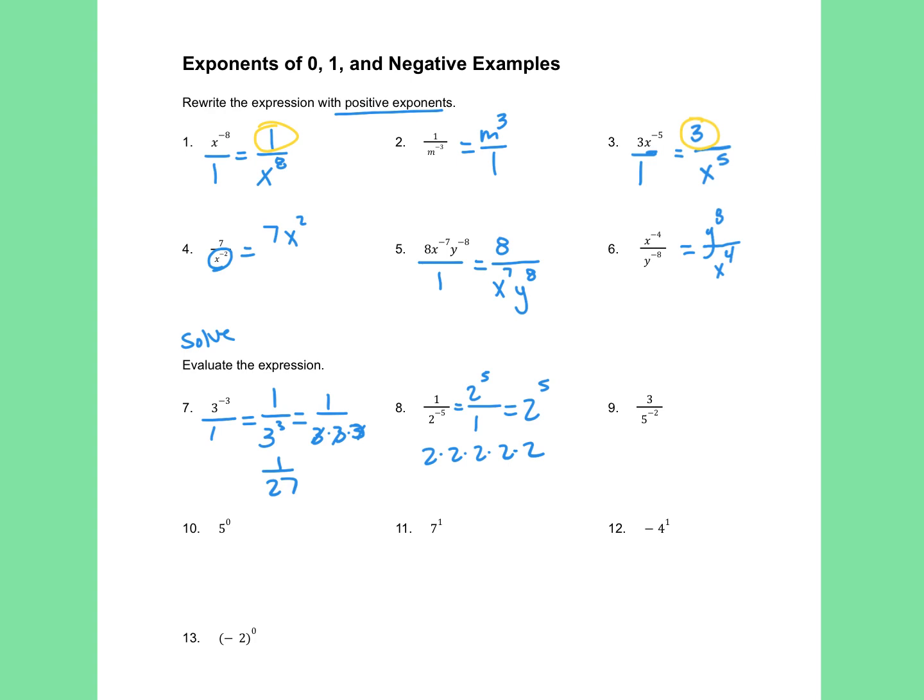5 2's. 2 times 2 is 4. And 4 times 2 is 8. 8 times 2 is 16. And 16 times 2, that's going to give us 32.